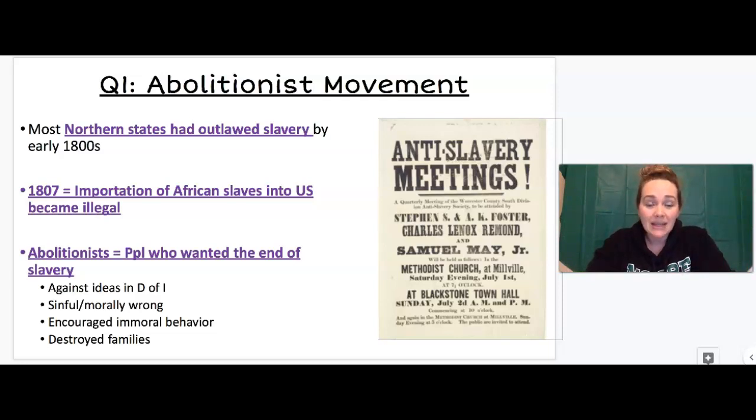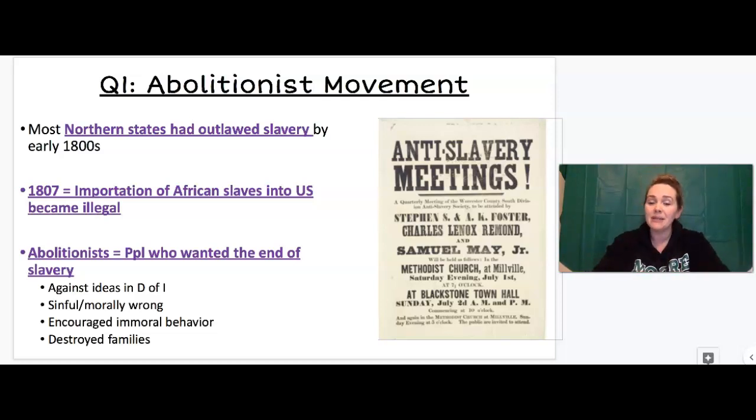Okay, why did they think slavery was wrong? It varied from being against the ideas of our country, the Declaration of Independence, all men are created equal, that whole thing, individual rights like the Bill of Rights that we learned about at the beginning of the year. A lot of people thought that it was morally wrong or sinful and against the Bible. It encouraged immoral behavior. For example, there was a lot of abuse, rapes, physical and mental torment, right, of how white people treated slaves.